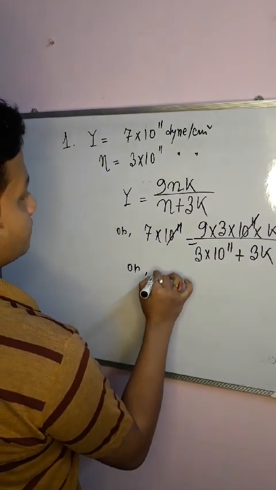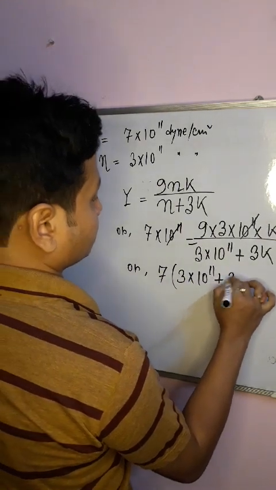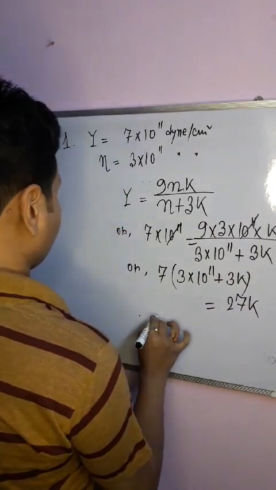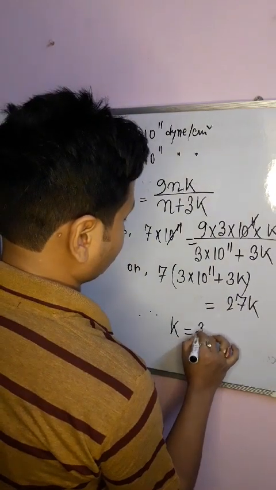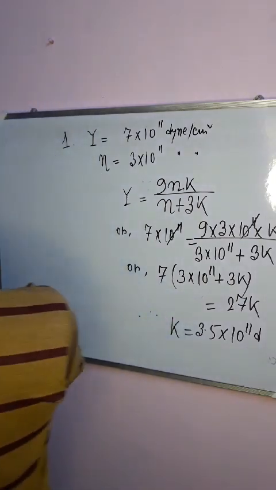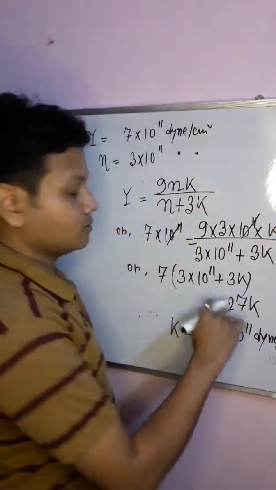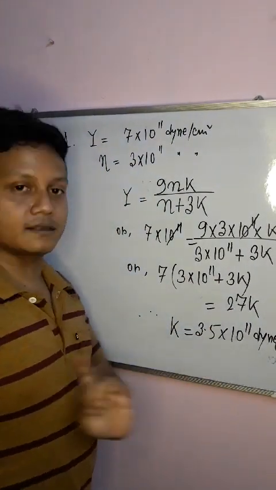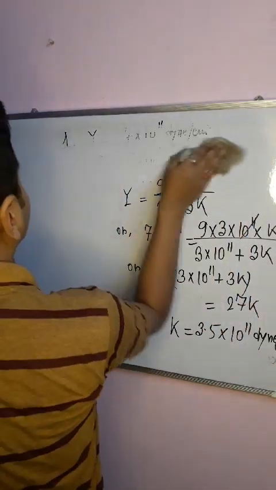So this is 7 into 3 into 10 to the power 11 plus 3K, this is simply 27K, and if you do it, the value of K becomes 3.5 into 10 to the power 11 dyne per centimeter square. If you do just a simple calculation, then the value of K that you would get is this. So this is a pure simple numerical question.